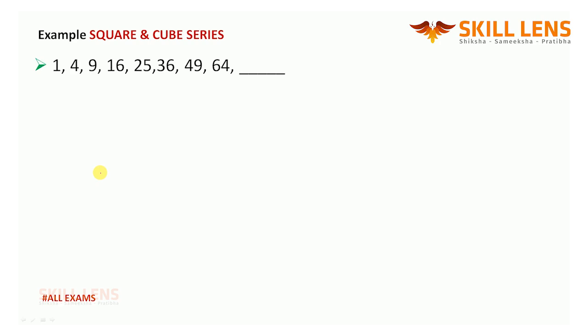Let's see the question. 1, 4, 9, 16, 25, 36, 49 and 64. If you closely observe, 1 square is 1, 2 square is 4, 3 square is 9, 4 square is 16, 5 square is 25, 6 square 36, 7 square 49. So 8 square is what? 64. So next must be 9 square. What is 9 square? 81. So the answer for this question is 81, because this is a square series. Guys, look here. You can observe the difference is also increasing rapidly. So this is how you need to identify your answer.